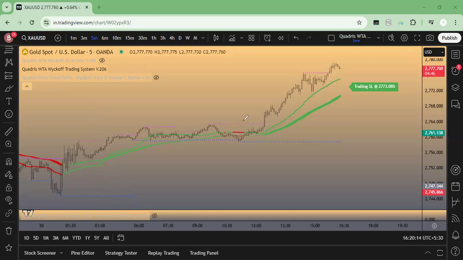So what happens if this resistance is broken? We are now expecting it to get converted into support. For example, over here, this is a resistance, and it has been broken. I'm expecting price to come back here, and this price level should act as a support and it should go up.